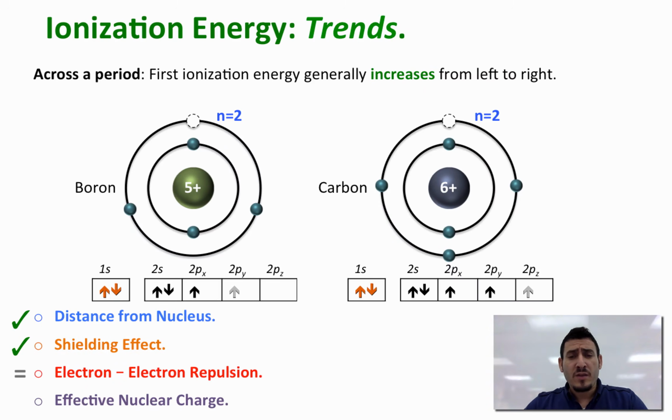They are both unpaired electrons, and therefore there is no electron-electron repulsion in this case. So what makes the difference in the ionization energy? It's the effective nuclear charge. The nuclear charge for carbon is 6+, however the nuclear charge for boron is only 5+.